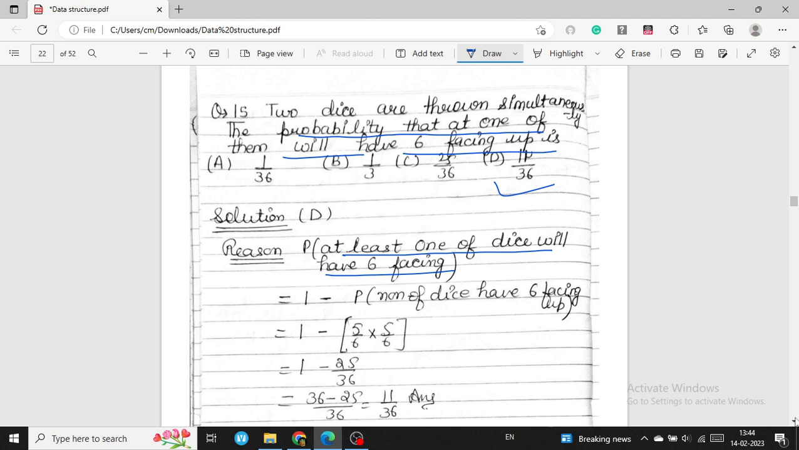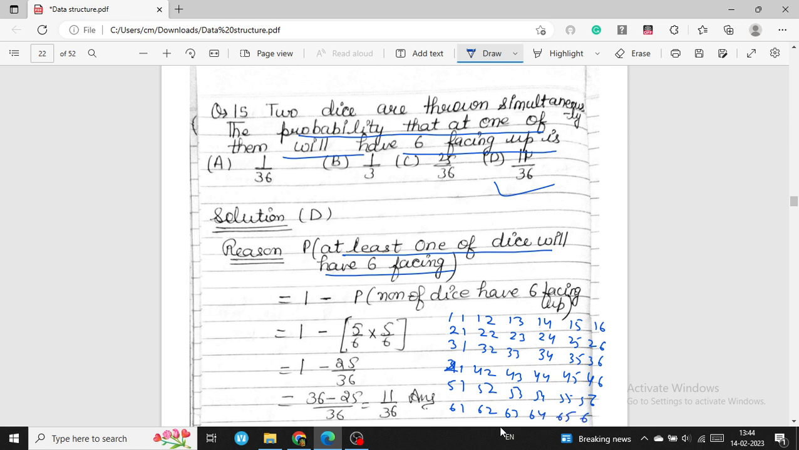I have drawn the pairs here. You can see 1,1; 1,2; 1,3; 1,4; 1,5; 1,6. 2,1; 2,2; 2,3; 2,4; 2,5; 2,6. 3,1; 3,2; 3,3; 3,4; 3,5; 3,6. 4,1; 4,2; 4,3; 4,4; 4,5; 4,6. 5,1; 5,2; 5,3; 5,4; 5,5; 5,6. 6,1; 6,2; 6,3; 6,4; 6,5; 6,6.